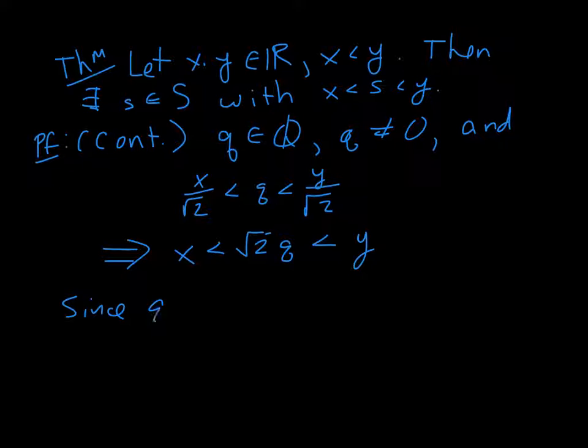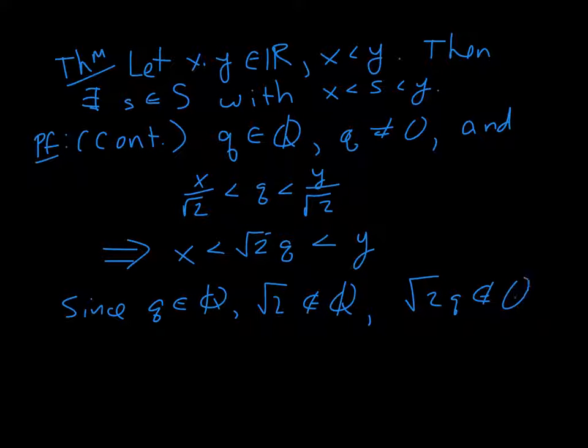Since q is a rational number, and the square root of 2 is not a rational number, that means the square root of 2 times q is not a rational number. That is, the square root of 2 times q is an element of what we had called S. So that's the end of the proof. We started out with two real numbers, x less than y, and we found an irrational number that lives in between them.